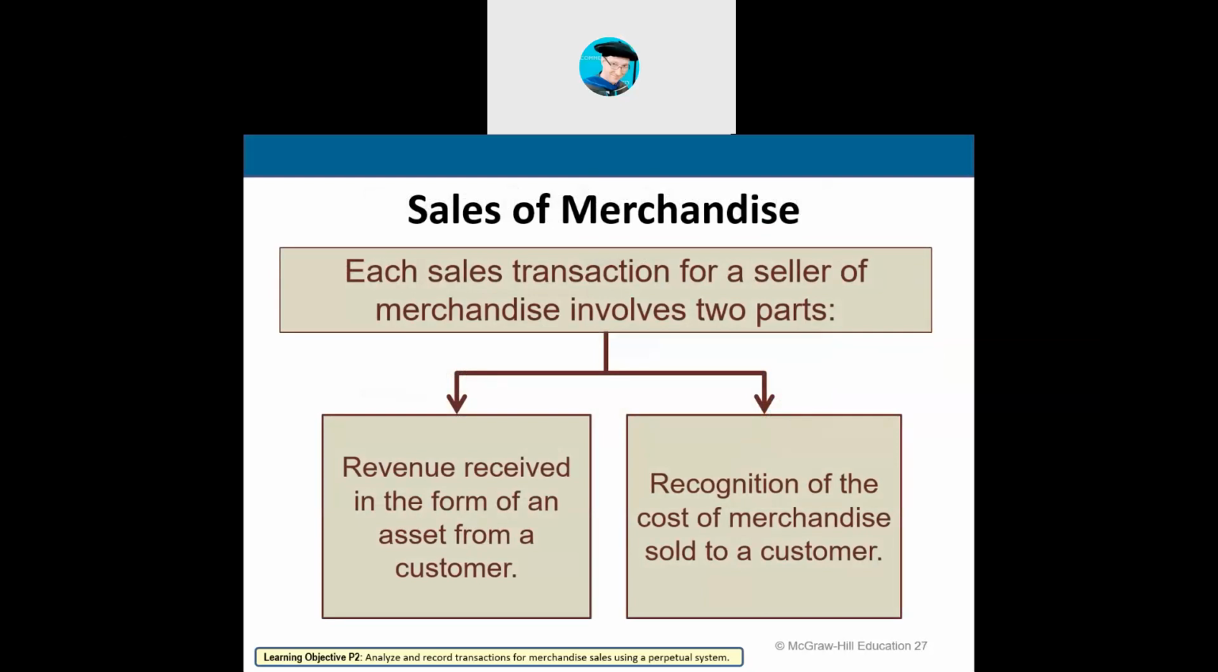When we sell merchandise, each sale involves two parts. And this goes back to our revenue recognition principle and our matching principle. Number one is we receive the cash from the customer from the sale, obviously. And we also recognize the cost of the merchandise we sold to the customer. That's taking it out of our inventory and putting it onto the income statement as a form of cost of goods sold.